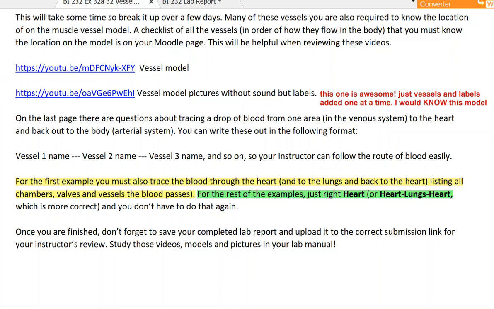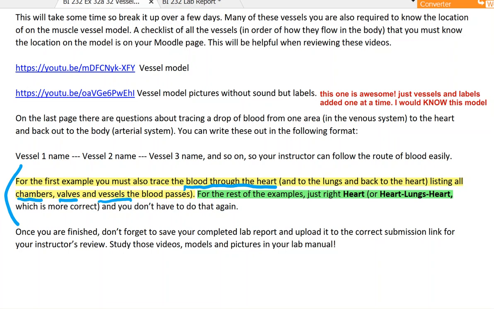And then the last part of your lab report has you tracing blood from one place in the body back to the heart and into another place. The very first time you do one, you have to go through the heart. So you have to list all the chambers, valves, and vessels that the blood passes through, just like we did in the heart lab. So this is just a review of that.